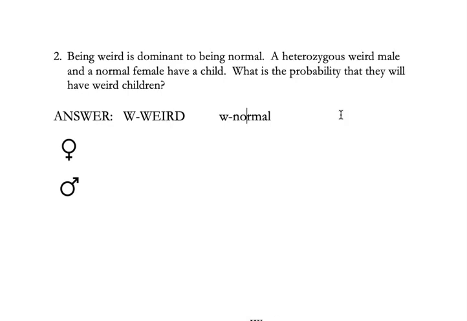The type of genes those parents have. So it tells you a heterozygous weird male and a normal female have a child. All right, so the heterozygous weird male, this is the male symbol here, he's going to have the genotype of big W, little w, right? Heterozygote, he's got 2 different copies of the alleles. Mom, on the other hand, is a tough one. Mom is normal. Now remember, normal is recessive, so in order for you to get the right genotype for mom, you got to remember that she's a homozygous recessive form, and that's the normal phenotype.